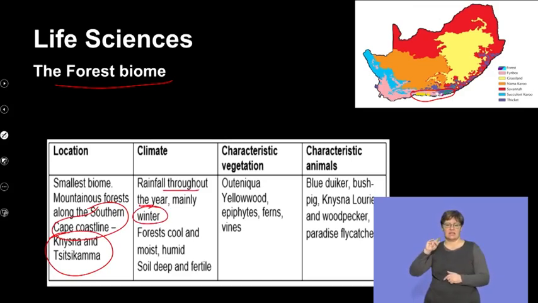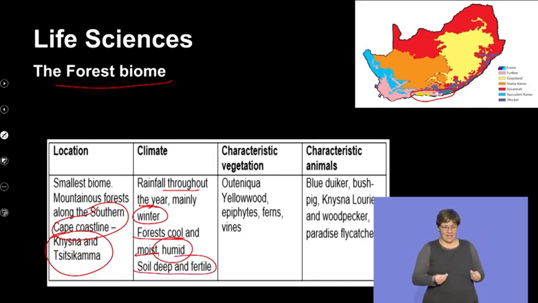They have rainfall throughout the year, mainly winter. The forests are cool, often very humid, and moist. And the soil is deep and very fertile. Plants that are found at the Otinigua: so we have yellowwood trees.